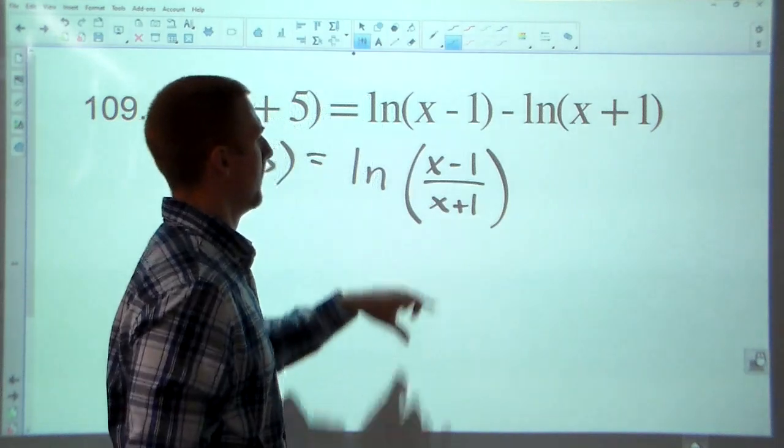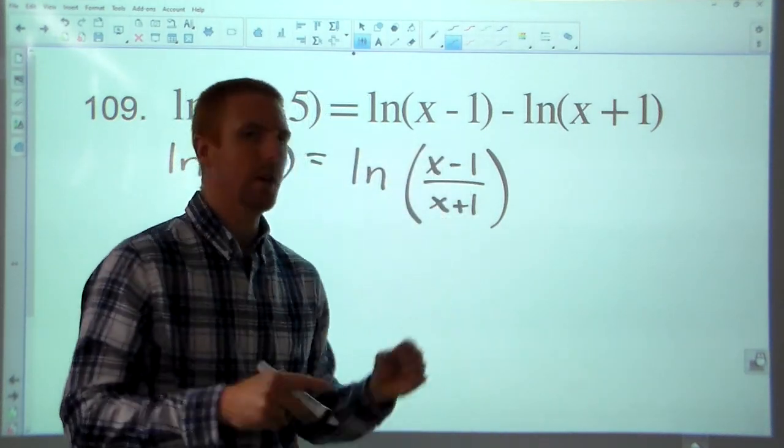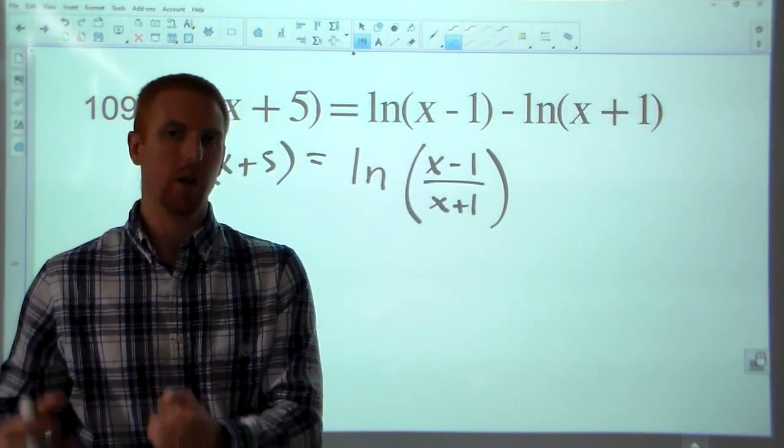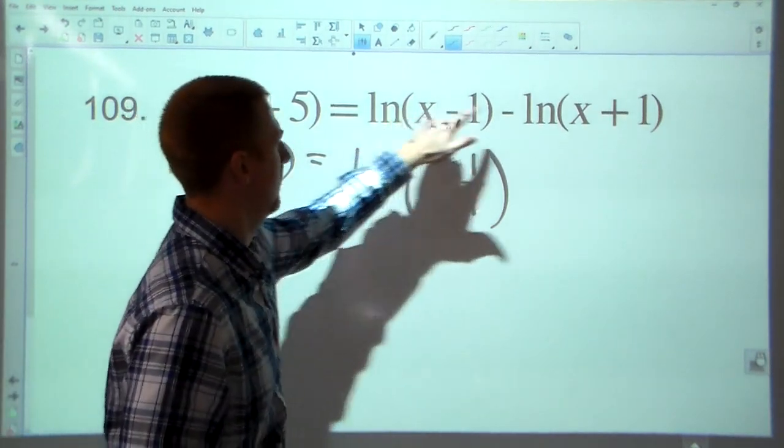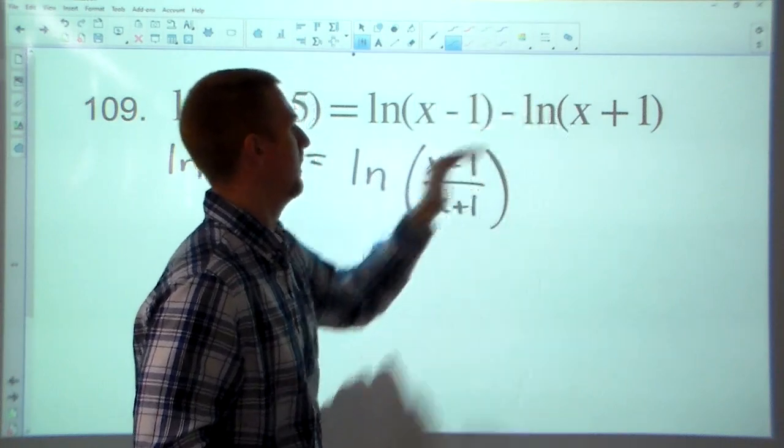Let's say that the other way. If these two things are getting divided, their exponents got subtracted. Logarithms are exponents, so the logarithms would have been subtracted. And that's what we're seeing. So if we go the opposite way, we get to here.